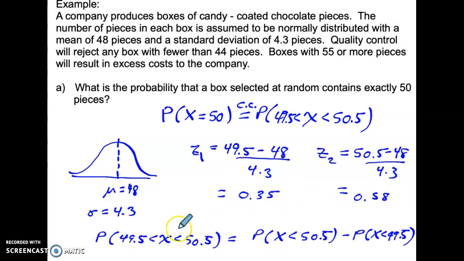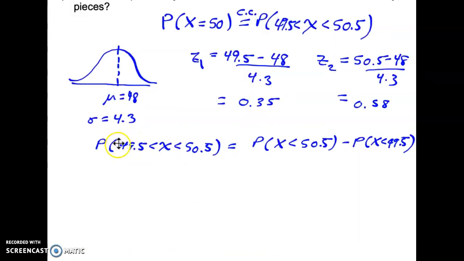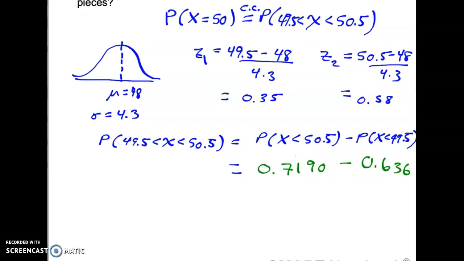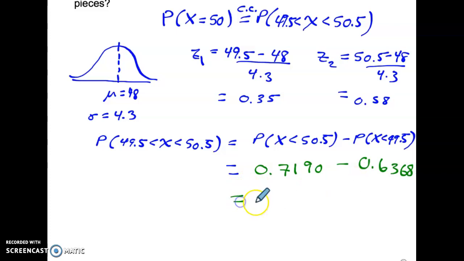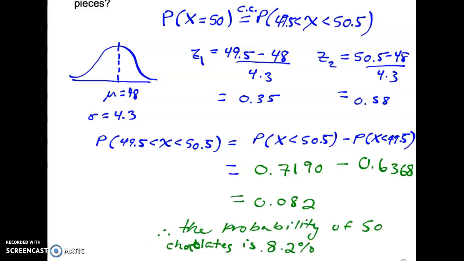Okay, so we have our two z-scores, which we're going to have to look up in a z-score table. And then we are going to do the probability that x is less than 50.5, so that's the value that we get from our second z-score, which is 0.7190, minus the probability that x is less than 49.5, which is the value we got from our first z-score, which is 0.6368. And if we do that subtraction, we get 0.082, which really means that the probability of exactly 50 chocolates is 8.2%.